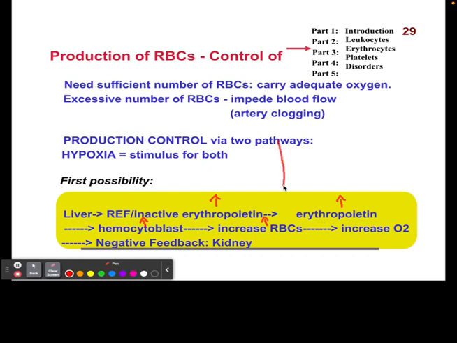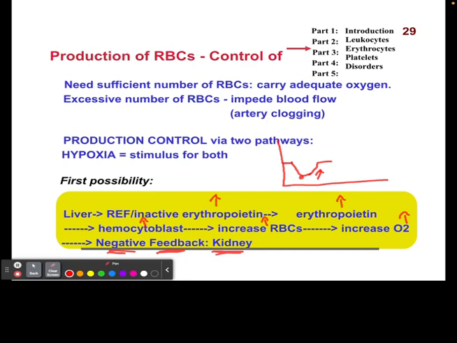So if we look at this chart, let's say we're at the bottom of the chart. We create more erythropoietin, therefore more hemocytoblasts, and therefore more red blood cells. What happens when you have more red blood cells? We have more oxygen. And this is one example of negative feedback that happens in our kidneys. So, that's one example. Very important.